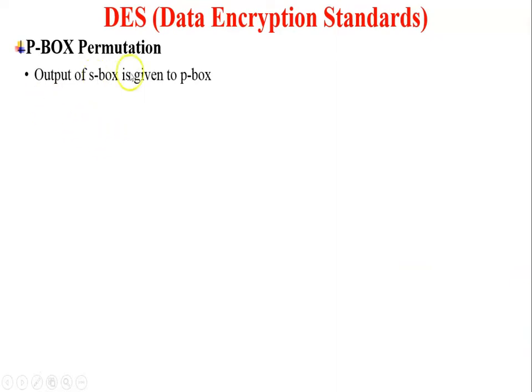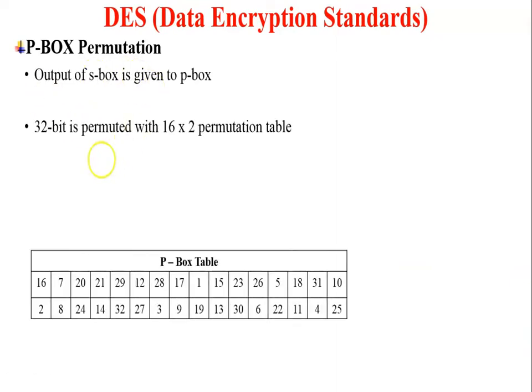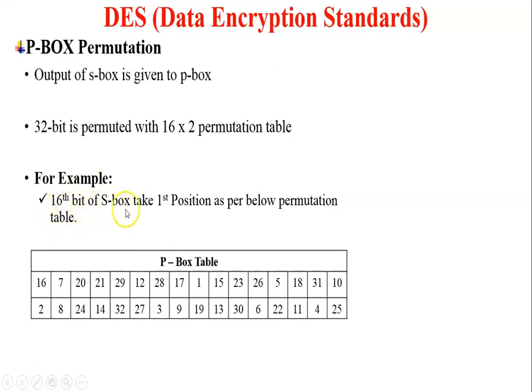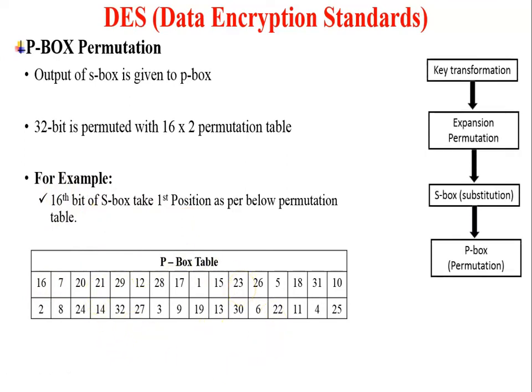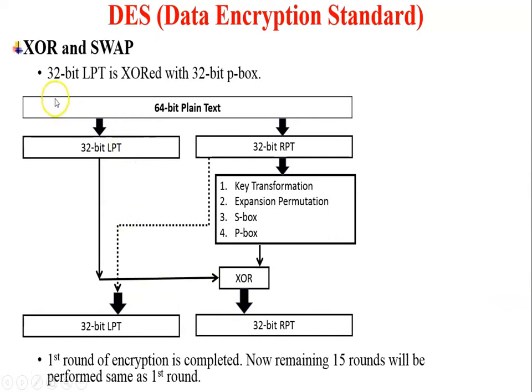Next is the XOR after the expansion permutation. So it performs XOR before the substitution. The 48-bit RPT and the 48-bit key are the input. Both are 48 bits, and it generates a 48-bit output by performing XOR. Now key transformation is done, expansion permutation is done, and next is SBOX substitution. Why do we perform SBOX substitution? Because the 48-bit RPT is converted again into 32 bits, because our LPT size is 32 bits and here the RPT size is 48 bits. The 48-bit RPT is XORed with the 48-bit key, and the output is given to the SBOX.